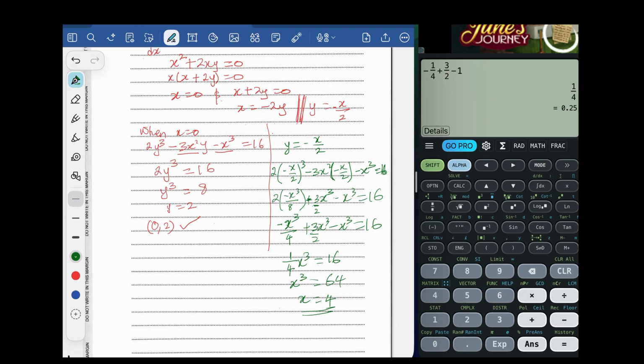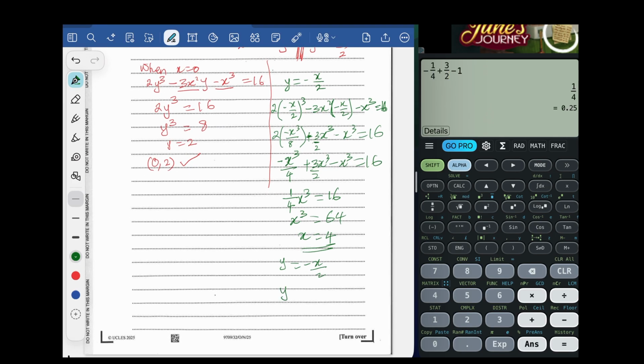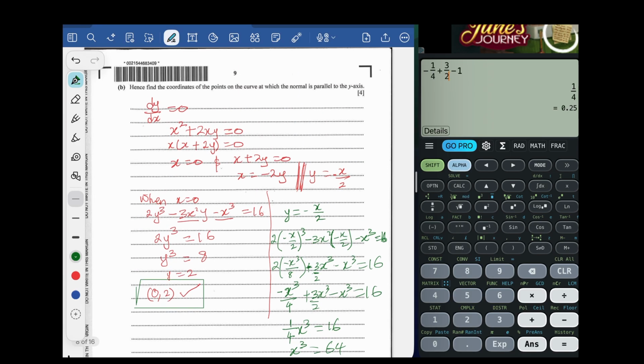Okay, so my coordinates, so when x is 4, y is equal to minus x by 2. So what do we do? We substitute. So y is equal to minus 4 by 2, which is minus 2. So my coordinates are, x first, so 4, comma, minus 2. So these are my coordinates. I hope it makes sense. I hope it makes a lot of sense.